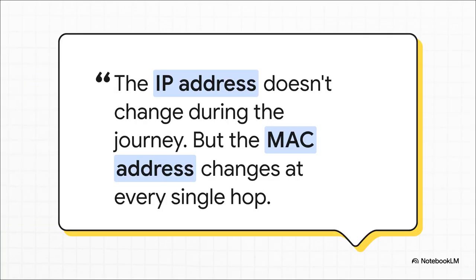And this right here is probably the most important concept to get. As your data is flying across the internet, the final destination IP address, Google's server, never changes. That's the end goal. But the MAC address changes at every single hop. It's only used for the point-to-point delivery between each router along the path.